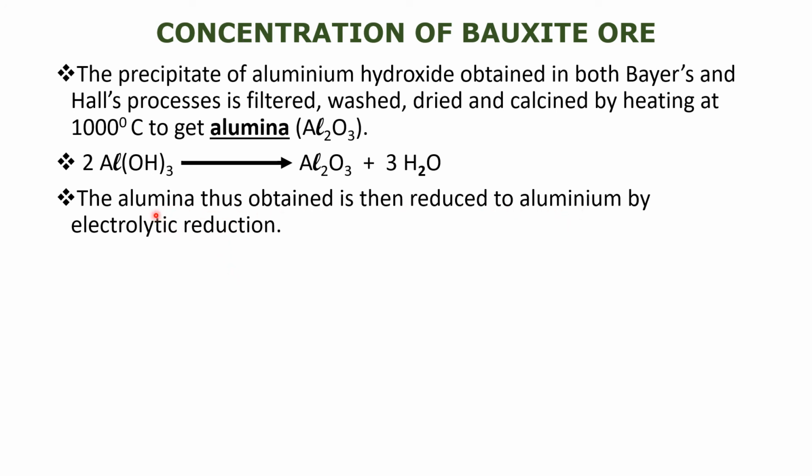What is alumina? Alumina is nothing but aluminum oxide. Aluminum oxide has to be converted to aluminium. In other words, reduce means the oxygen has to be removed from it. So we'll see how it is done in the next slide.